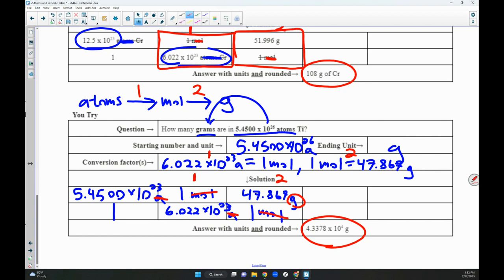Last step, I multiply everything on top. So I've got 5.45 times 10 to the 23rd times 47.867. And then I divide down, and I divide by 6.022 times 10 to the 23rd. And I want to have my answer shown with 5 significant figures. And so the answer is 4.3378 times 10 to the 4th grams. That's what you should end up with.